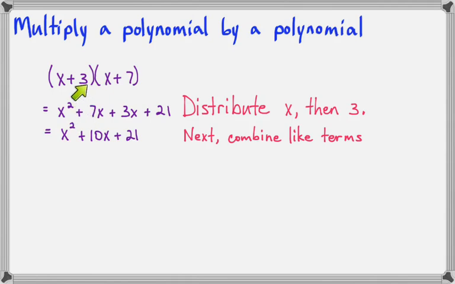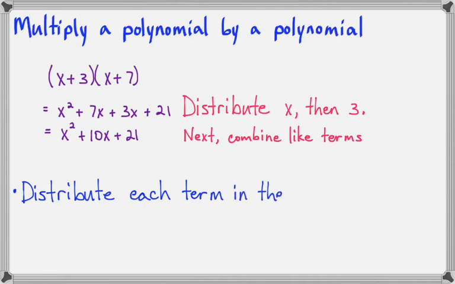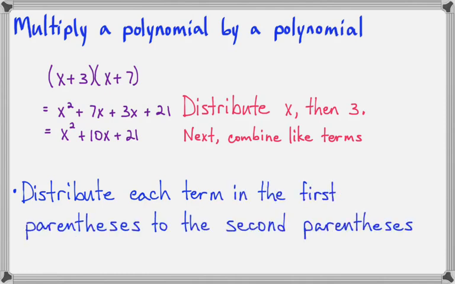Remember that when you multiply x times x, the exponents add together. But when we combine like terms, 7x plus 3x, the exponent stays the same. We get 10x. So we're distributing each term in the first parentheses to the entire second parenthesis, and we will combine like terms. And that's how you multiply a polynomial times a polynomial. Let's see some more examples.